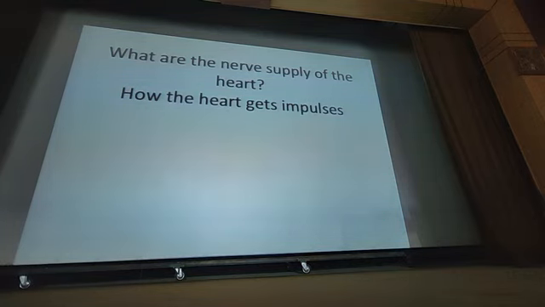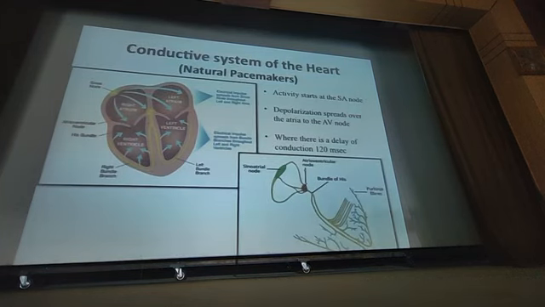A nerve supply can be generally sympathetic and parasympathetic. They control the heart, control excitation of the heart, increasing or decreasing the rate of beating. So sympathetic and parasympathetic.